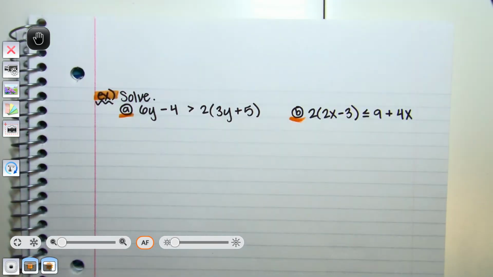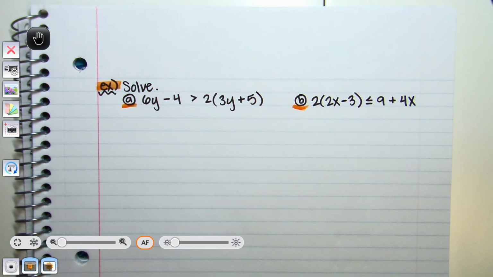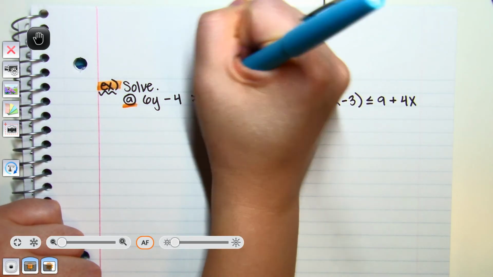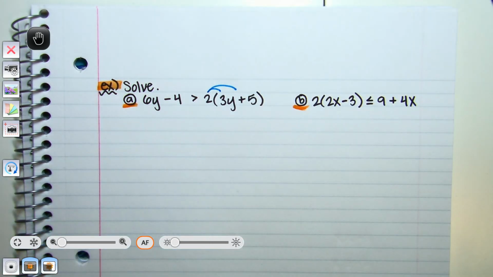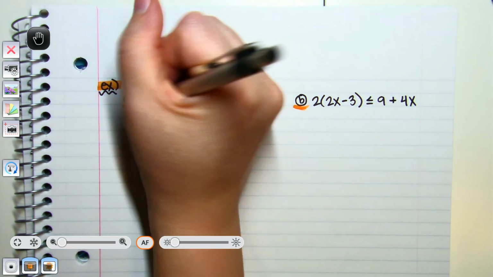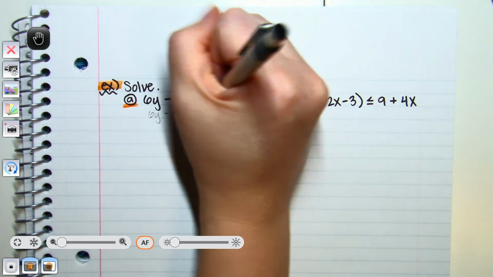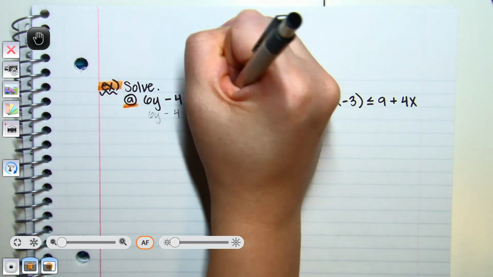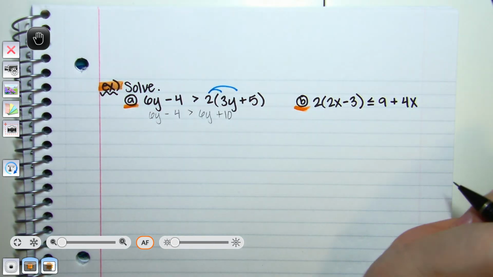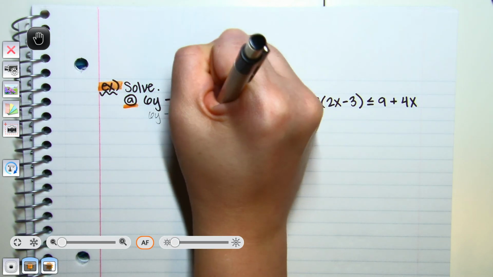All right, go ahead and take a second to pause this and write this down. All right, so the first one, what is the first thing I'm going to do for example A? Good, I'm going to distribute this 2. So when I distribute the 2, I get 6y minus 4 greater than 6y plus 10.